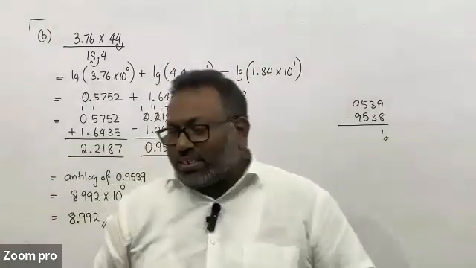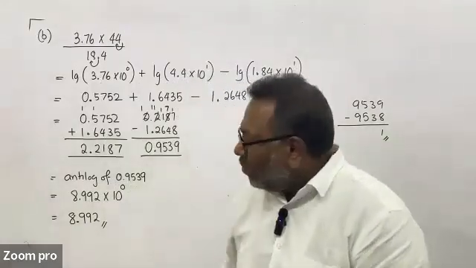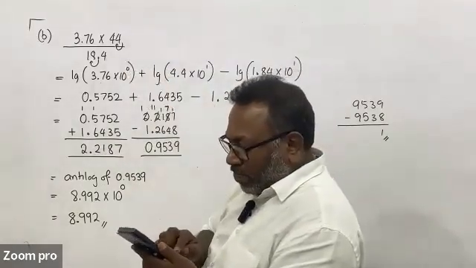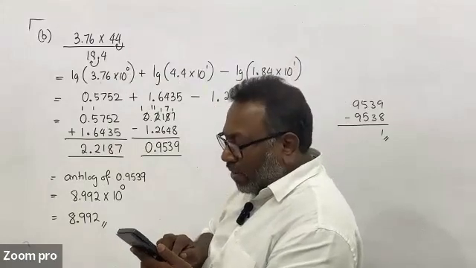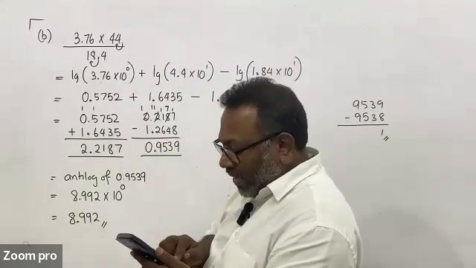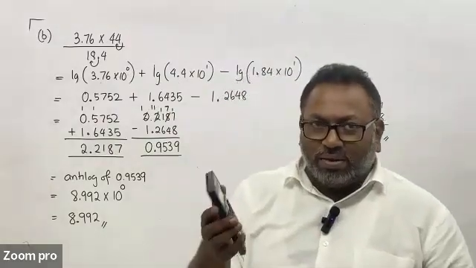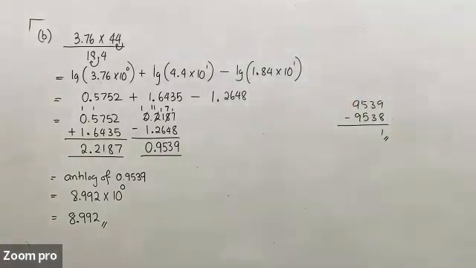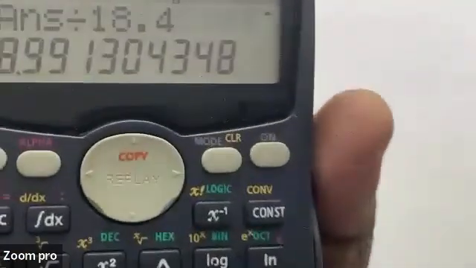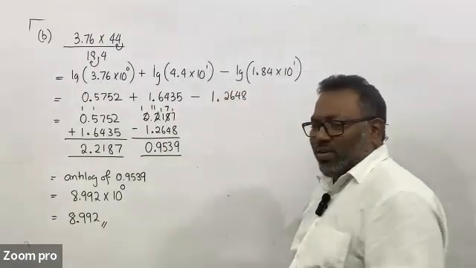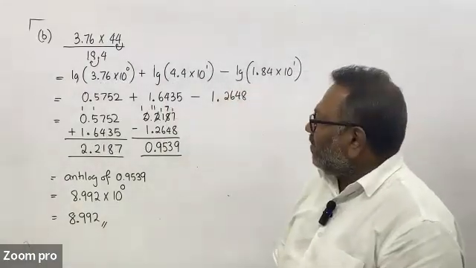So let's see if this is correct. What I do is, normally once I do this, I take my calculator and I just do the normal division. So 3.76 multiplied by 44 divided by 18.4. You can see, you will get an answer of 8.991. So close to that. So your answer is therefore correct. What you have done is perfectly correct.